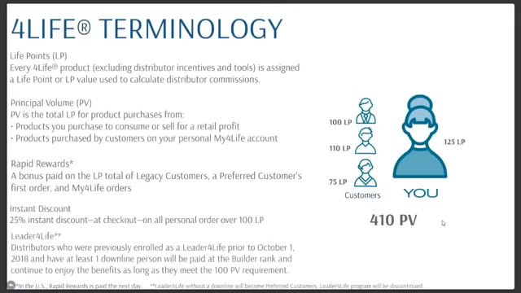I wanted to talk a little bit about Leader for Life. For those of you who have been with For Life for a while, you may be wondering what's going to happen with Leader for Life. Basically, anyone who is a distributor who was previously enrolled at the Leader for Life position prior to October 1st of 2018 and has at least one member in their downline organization, we're going to grandfather you in at the builder rank. And you'll continue to enjoy the benefits as long as you meet that 100 PV requirement.